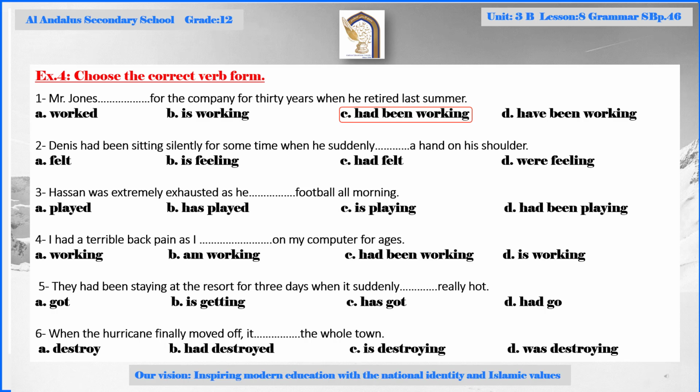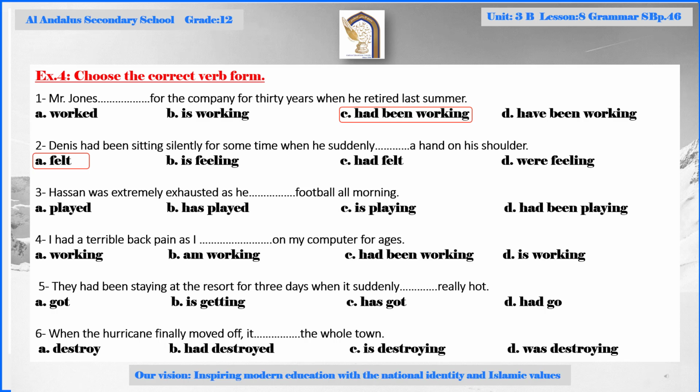Thank you. Sentence 2. Dennis had been sitting silently for some time when he suddenly felt a hand on his shoulder. This is the action which followed, so it is felt. Amazing. Dennis had been sitting silently for some time when he suddenly felt a hand on his shoulder.